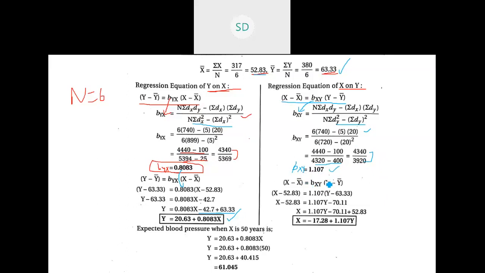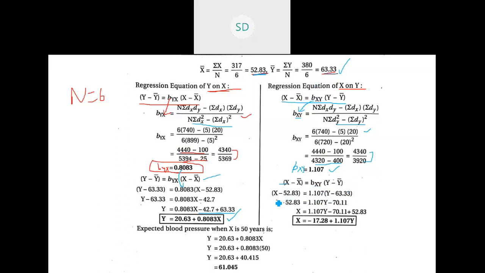So once you get the value of bxy, that is the coefficient that is required. So now we will apply that into the formula. Okay, regression coefficient will be applied into the equation. Now this equation is x minus x bar is equal to bxy into y minus y bar. If you compare these two equations, just understand the difference between them. Okay, so x bar is 52.83 and y bar is 63.33 and bxy is 1.107.